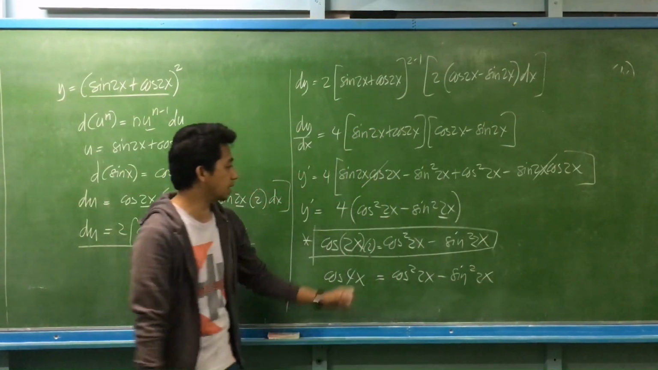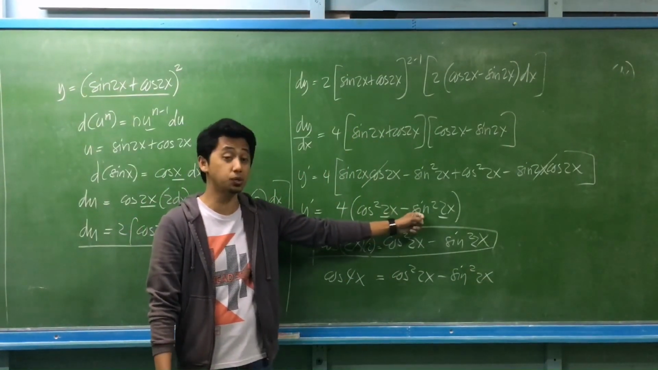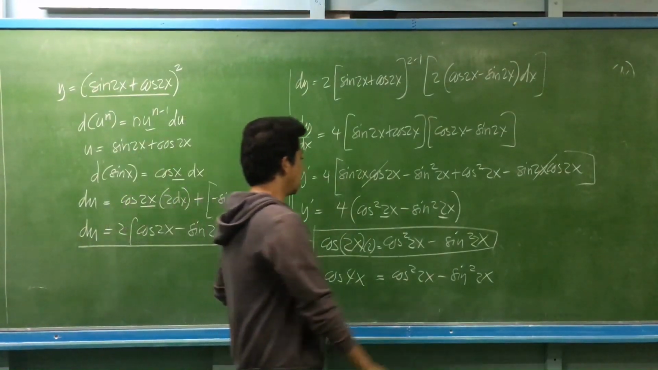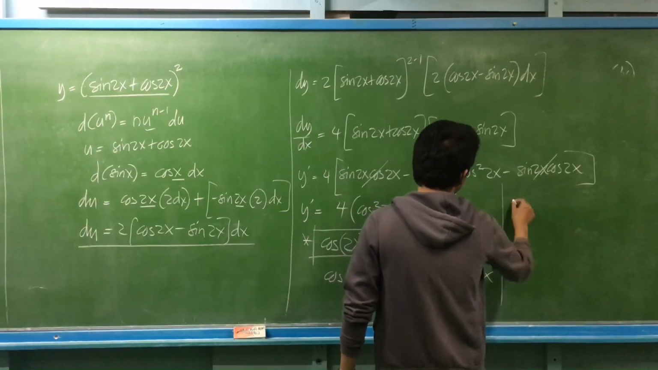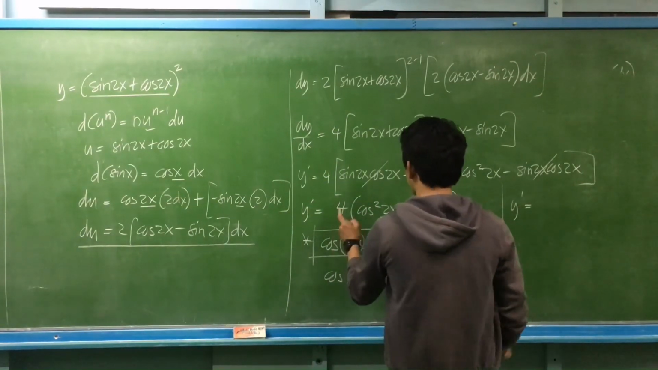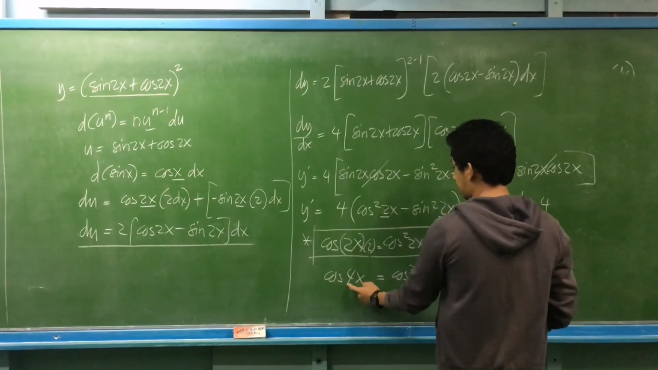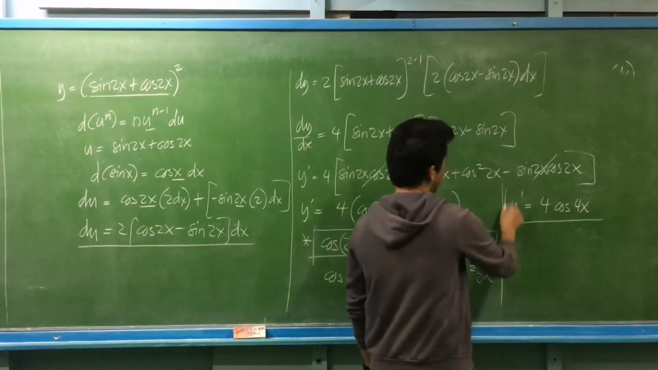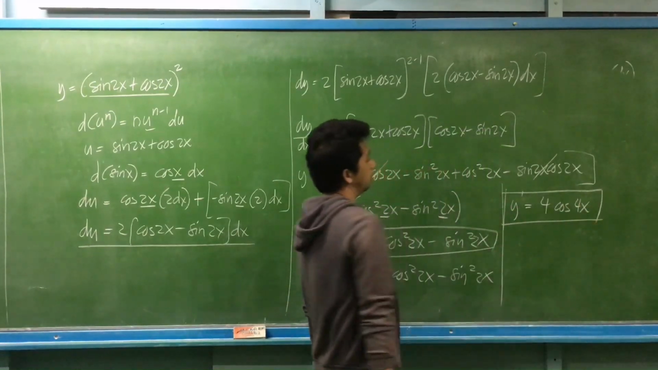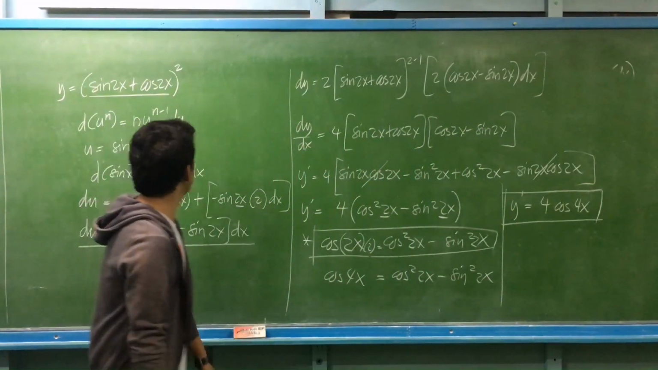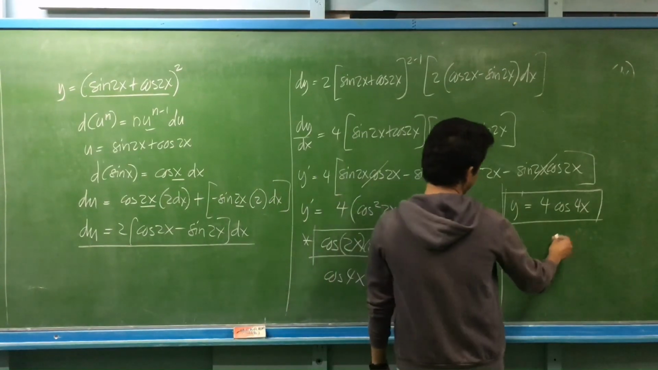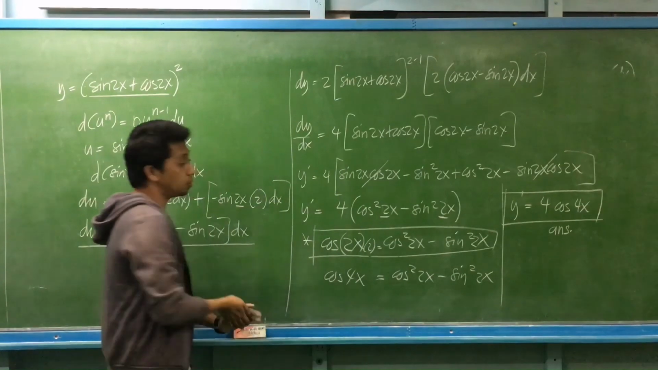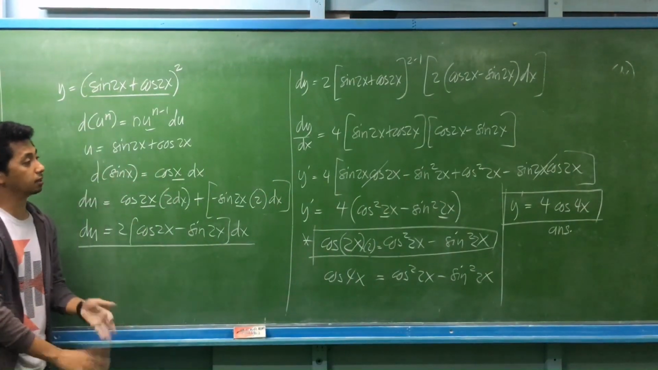So what will be the equivalent of cosine squared 2x minus sine squared 2x? May equivalent ito, we'll be having y prime is now equal to 4 times the equivalent, which is cosine of 4x. So that will be the answer for this example. So y prime is equal to 4 cosine 4x. I hope you do some review on your trigonometric identities.